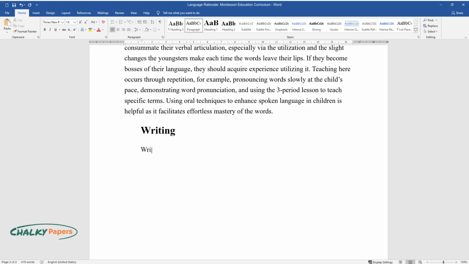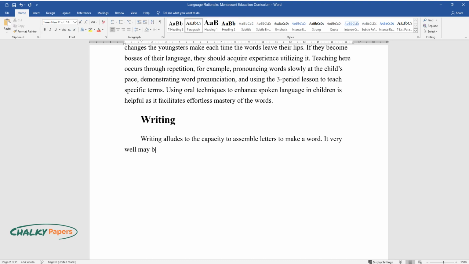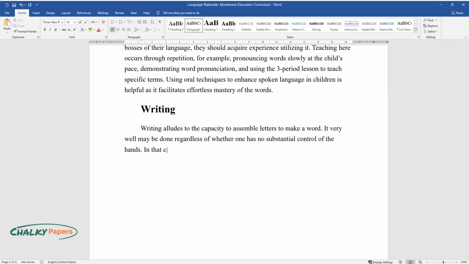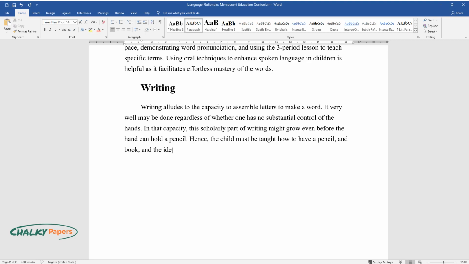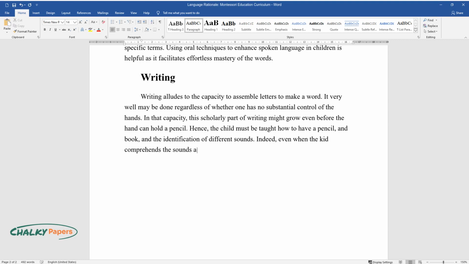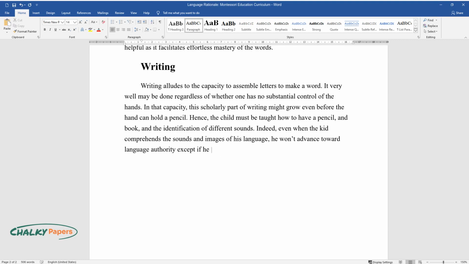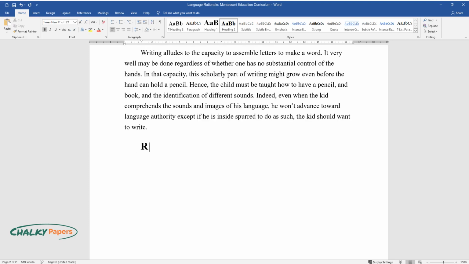Writing. Writing alludes to the capacity to assemble letters to make a word. It very well may be done regardless of whether one has no substantial control of the hands. In that capacity, this scholarly part of writing might grow even before the hand can hold a pencil. Hence, the child must be taught how to hold a pencil and book, and the identification of different sounds. Indeed, even when the kid comprehends the sounds and images of his language, he won't advance toward language authority except if he is inside spurred to do as such. The kid should want to write. Reading.